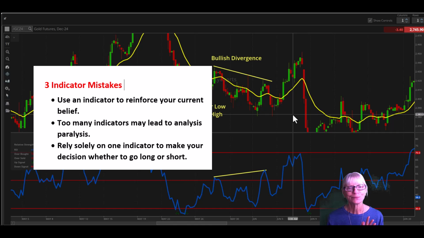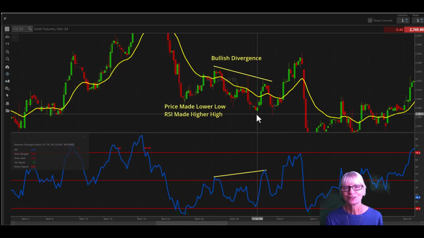The third is when you rely solely, like I said, on one indicator. You don't want to do that either. You want to say, oh, well, this is oversold, so I'm going to sell, or this is overbought, so I'm going to sell, and oversold, so I'm going to buy. No, that doesn't work either. So please keep those mistakes in mind, and don't fall for them.